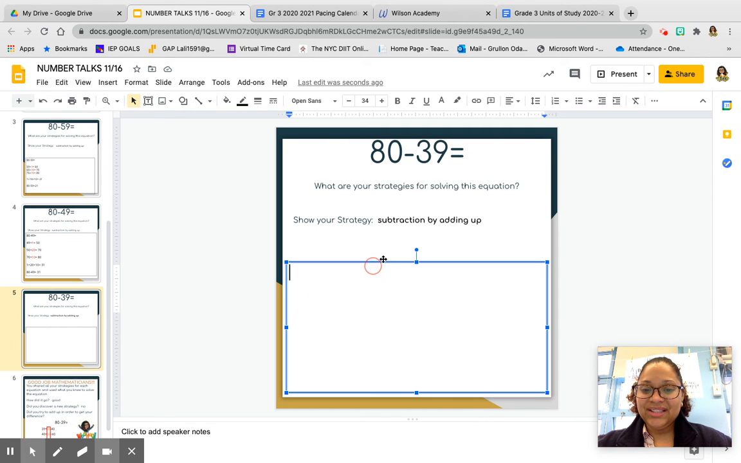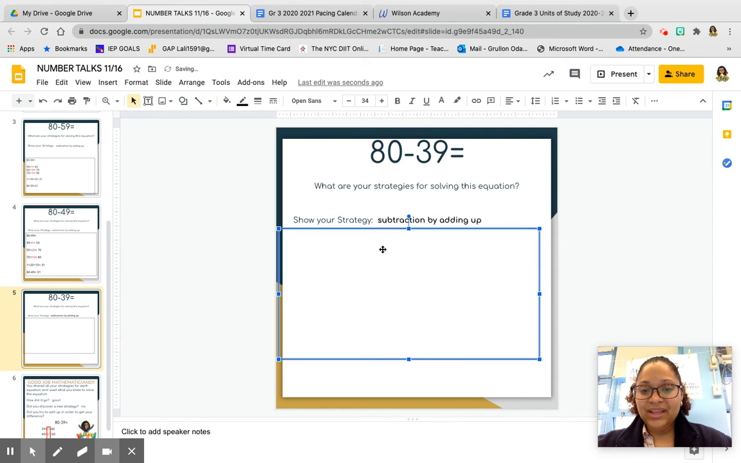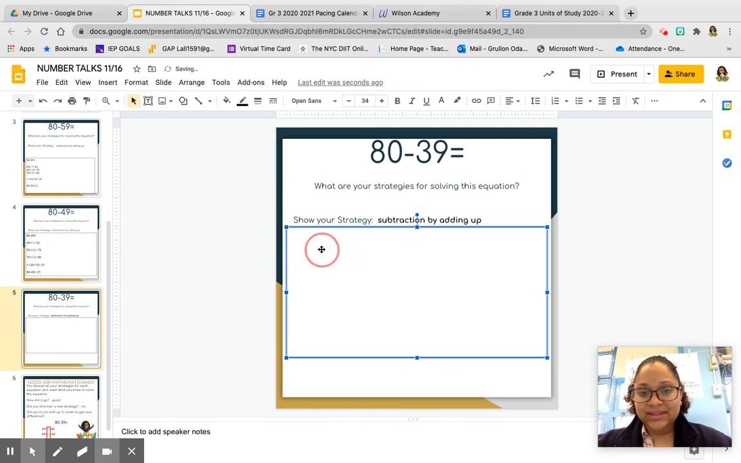All right. So I'm going to start by writing my original number sentence. And that is 80 minus 39 equals. I'm going to make myself a friendly number. Again, this is the land of friendly numbers. We love those. So 39 plus 1 equals 40. Here, I'm going to think about my double stacks.